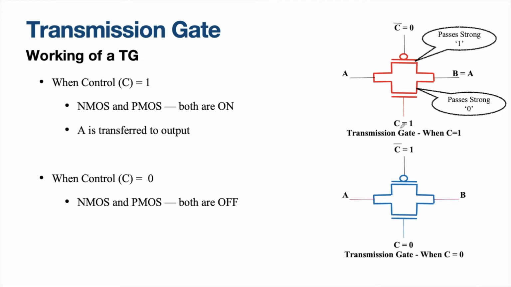When the control signal is 1, C bar will be automatically 0, the PMOS transistor is on, and the NMOS transistor is also on. So what happens? Whatever is in input will be traveling to the output.